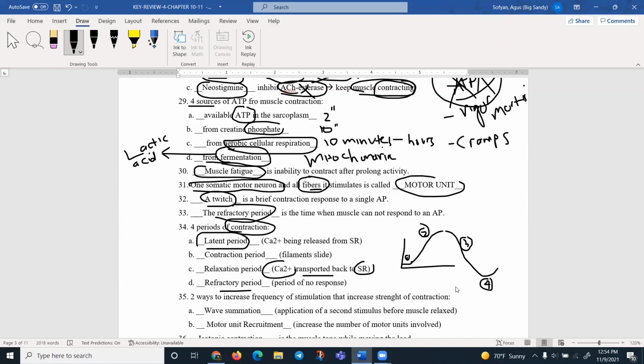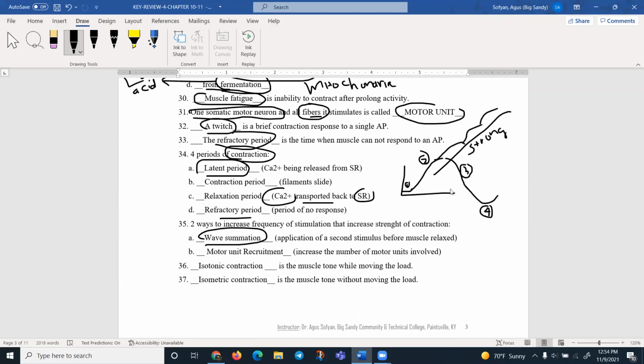In order to make a meaningful contraction, you have to put another twitch over here, another twitch over here, another twitch over here. And finally, you're going to have a strong, meaningful contraction. Adding twitches together is called wave summation. So wave summation is adding hundreds of twitches together to give a forceful and meaningful contraction.